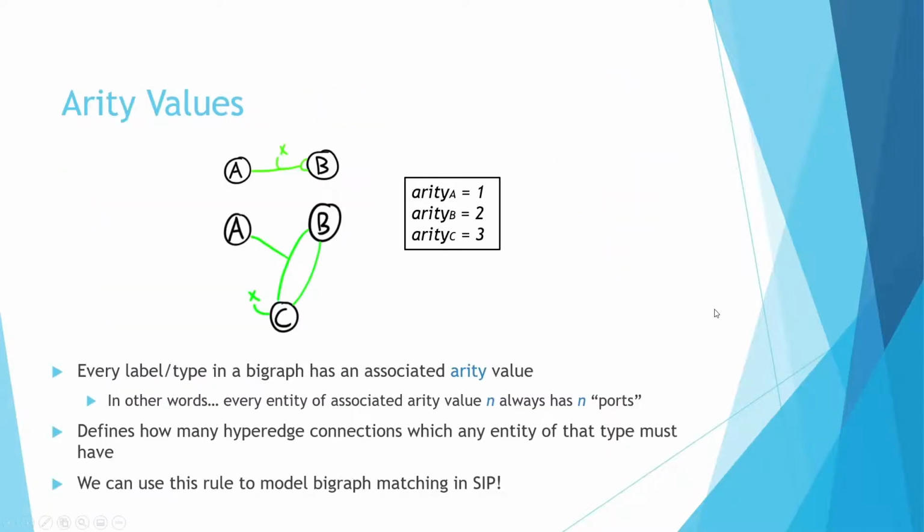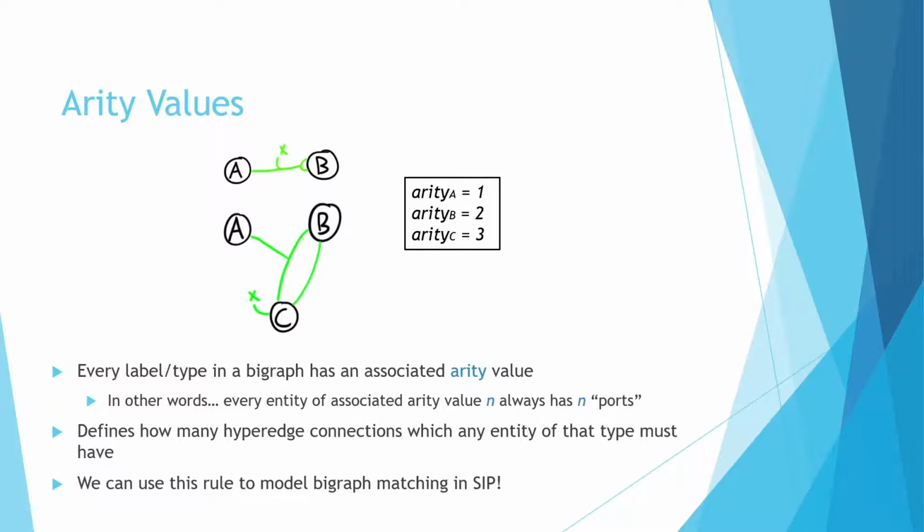Well, it is, because there's a special property that each label or type in every entity of a bigraph has, called the associated arity value. What this defines is the number of adjacencies that every node of a given type must have in order to make up a valid bigraph composition. So for example, in this diagram, we can see that the arity of A is 1, therefore every node of type A will have 1 hyperedge adjacency, and so on for the B nodes having 2 hyperedge adjacencies. In other words, every entity of an associated arity value will always have n ports, and it must always have those in order to be a valid composition.